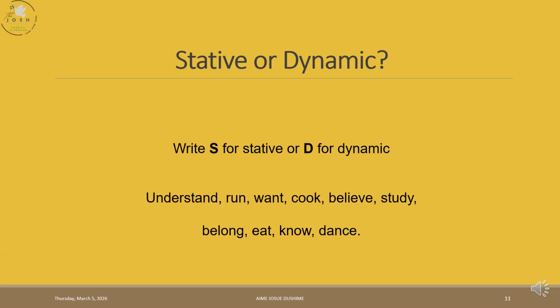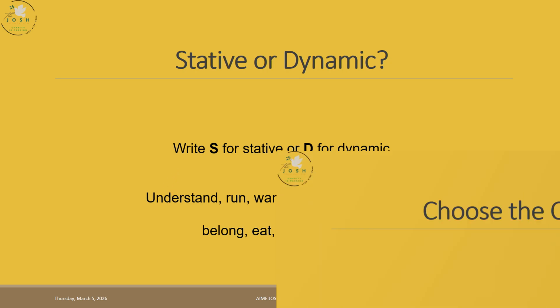You're going to tell me if this is a stative or dynamic between the given. You have many verbs here. I'm going to write S for stative and D for the dynamic. Understand, run, want, cook, believe, study, belong, eat, know, dance. If this is a stative, you're going to write S. If this is dynamic, you're going to write D. Just like that. That's an exercise.